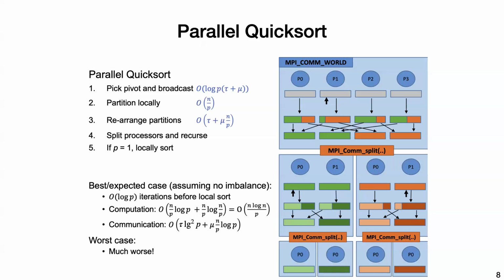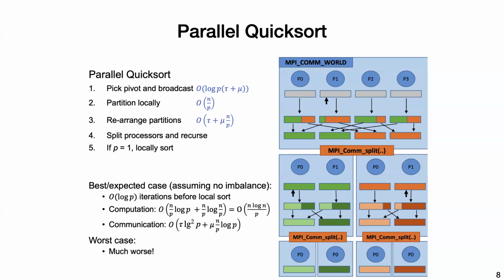Questions so far? Is it clear how we get these bounds for communication and computation? Tau and mu only come up when you have to move elements between processors. That's why it came up in this broadcast case and this rearranging case, because here you have to move the pivot, and here you have to move the actual data. But this part doesn't have any tau and mu, because once everybody has the pivot, you can just rearrange your elements locally on your own processor.